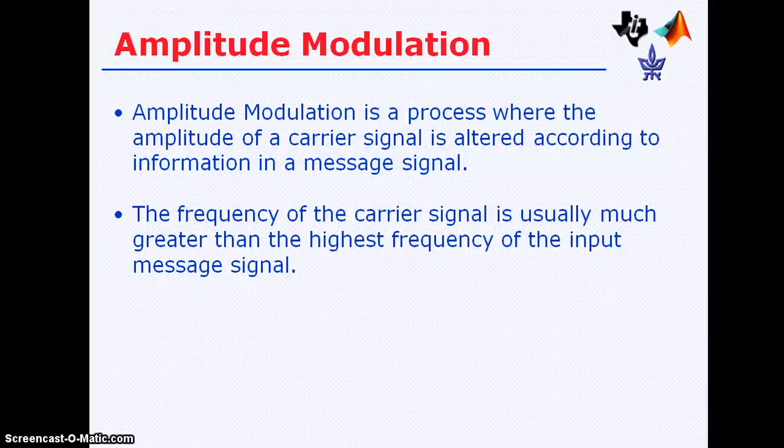to the modulating signal. As can be seen in the slide, amplitude modulation is a process where the amplitude of a carrier signal is altered or changed according to information in a message signal. Next, the frequency of the carrier signal is usually much greater than the highest frequency of the input message signal. When we have changed our carrier signal according to the information or modulating signal, all the information which was present in the modulating signal or baseband signal has been transferred to the carrier signal, and now this carrier signal can be transmitted to a much higher distance in comparison to the modulating signal which had a very low frequency.